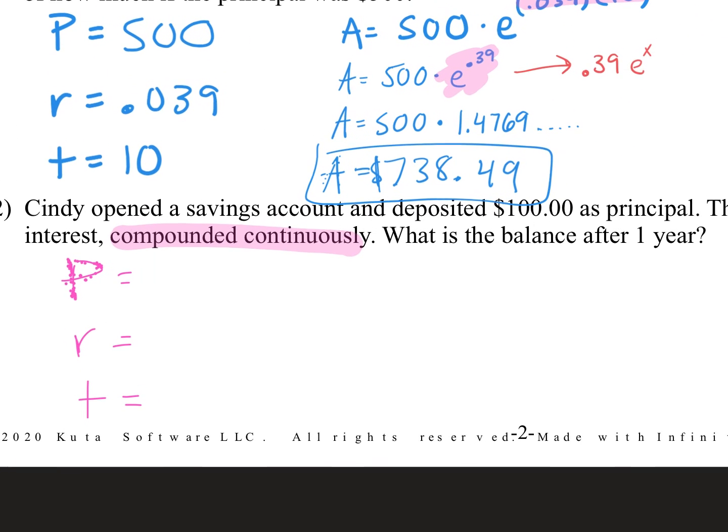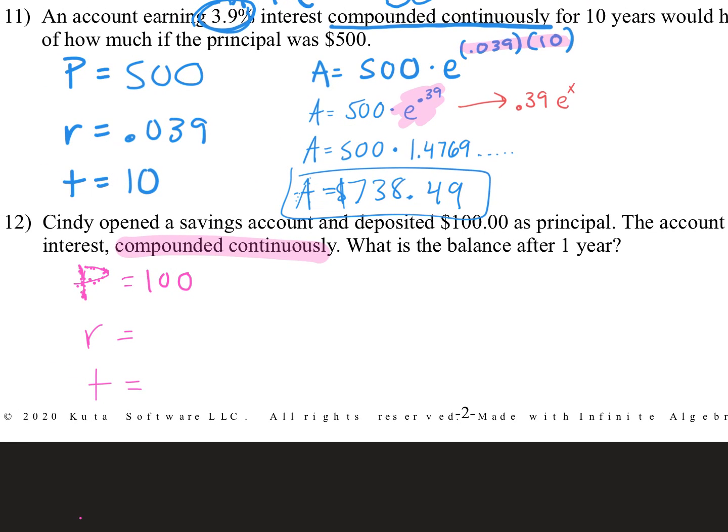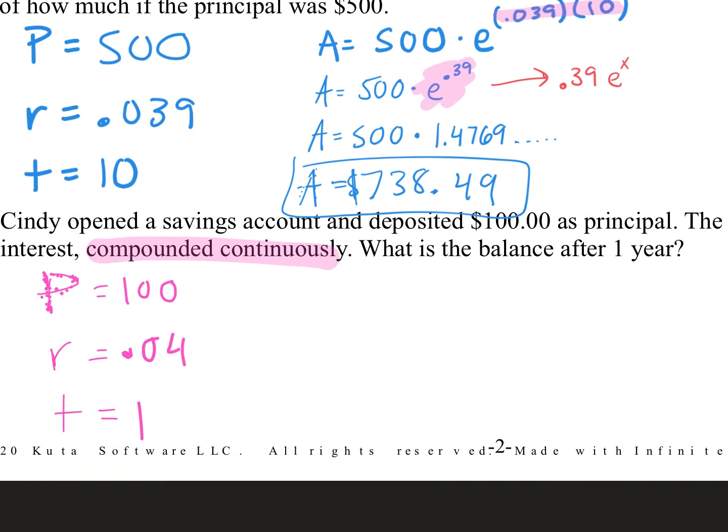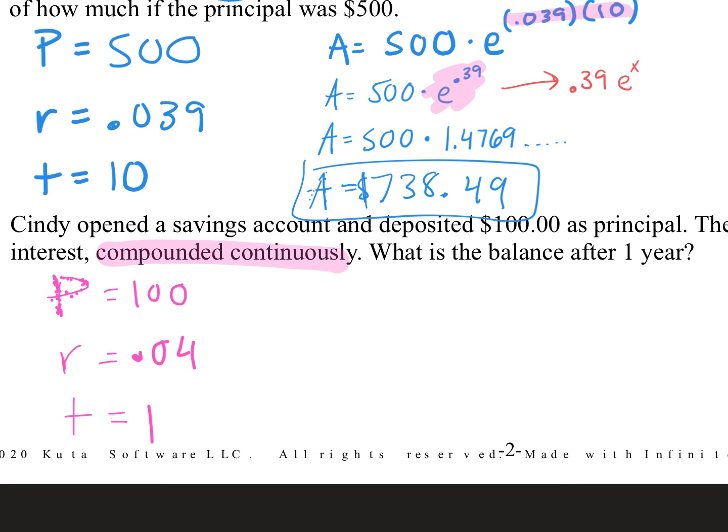So our principal is what? $100. What's our rate? 0.04. And what's our time? 1. So we plug that into our PERT formula. We have A is equal to P times E to the power of R times T.